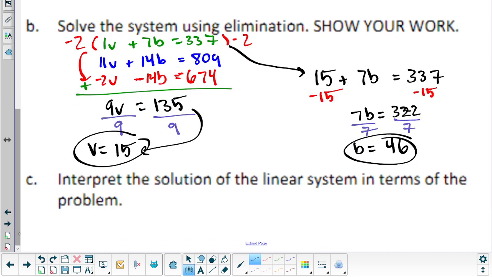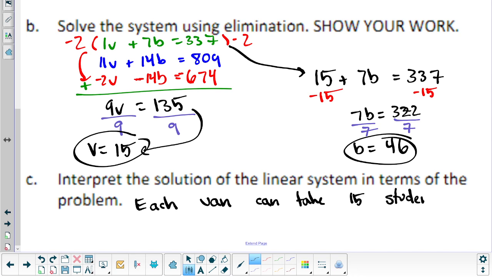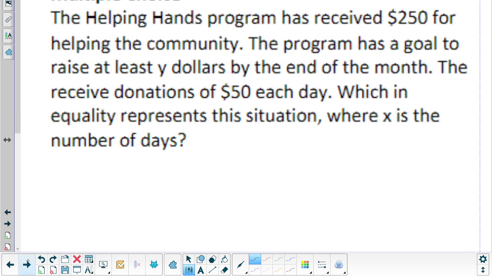So what that means is each van can take 15 students, and each bus can take 46. Cool, and that's how you interpret the answer. All right, next question. This one's a multiple choice, and it has to do with an inequality, okay?